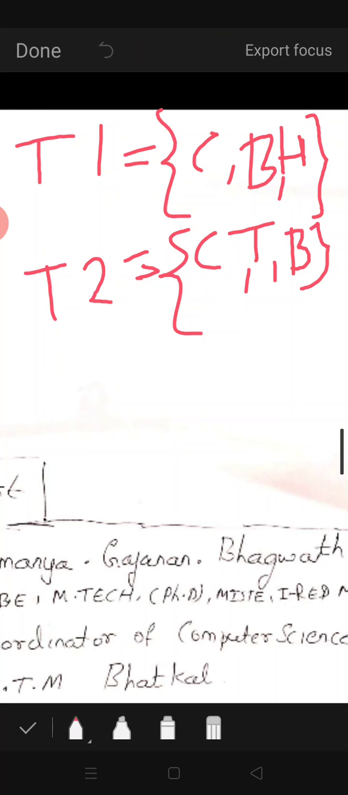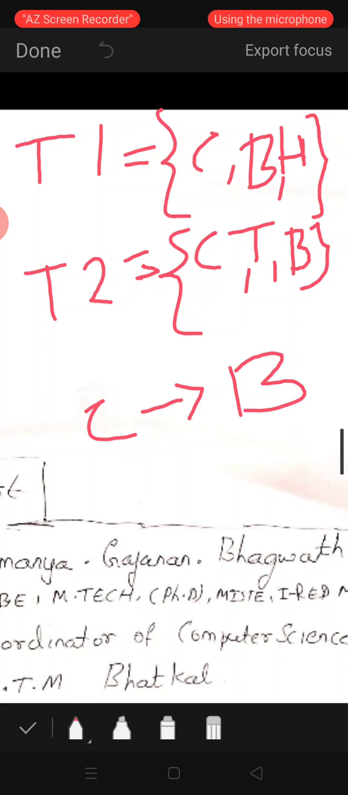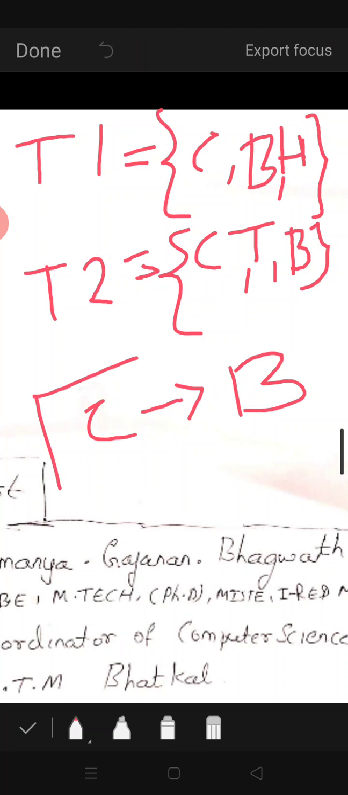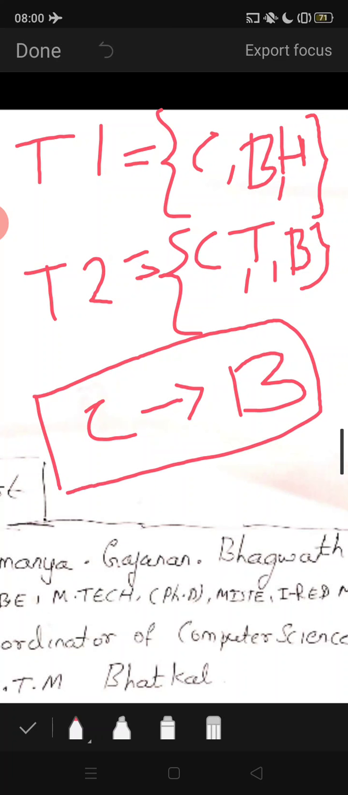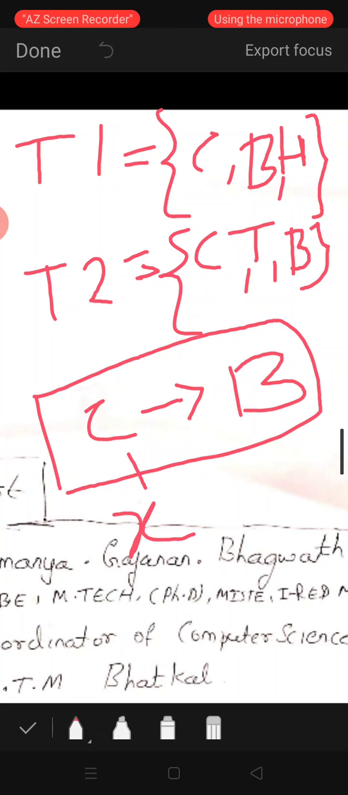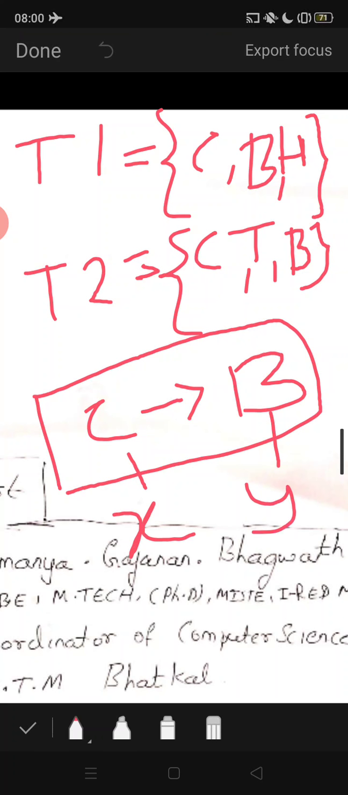I want to find, for example, coffee implies Bournvita, that is, C implies B. Calculate the support and confidence. Now observe this equation. This equation is in the form of X implies Y, where the left hand side, this C, is nothing but X, and the right hand side is nothing but Y. Will you agree with my point, right?